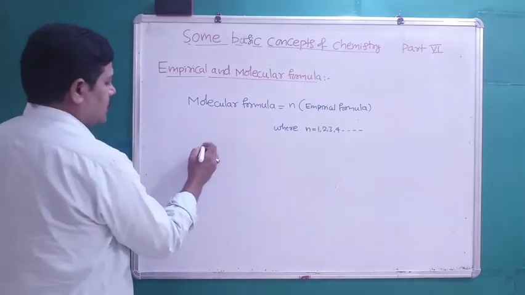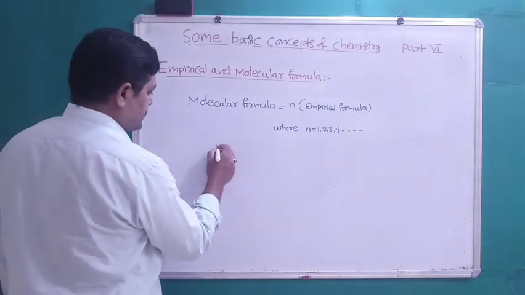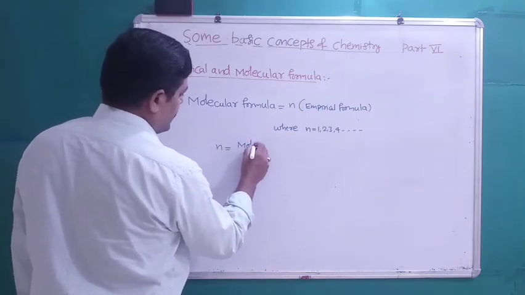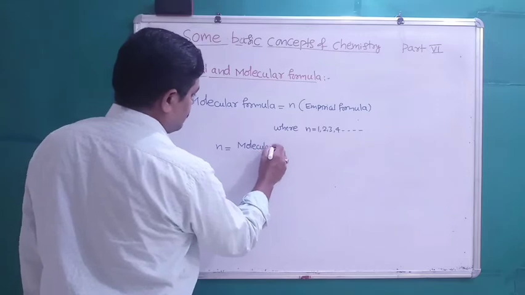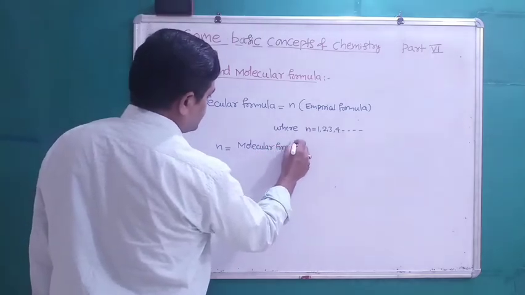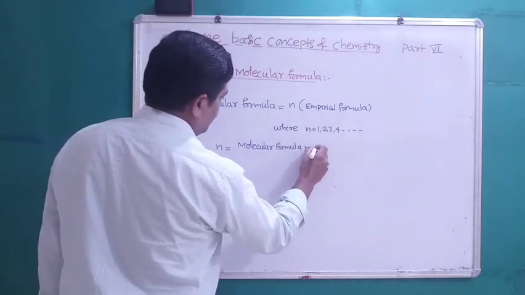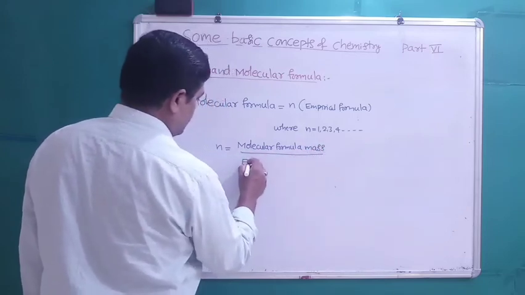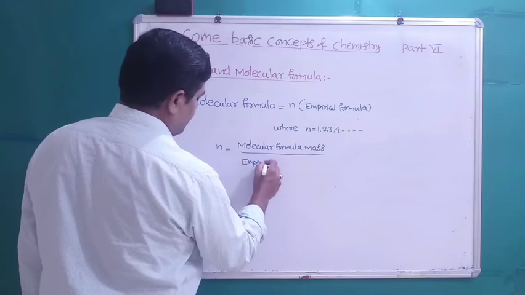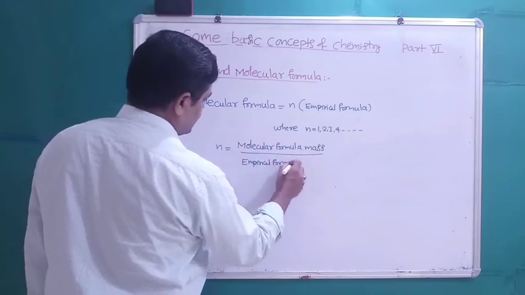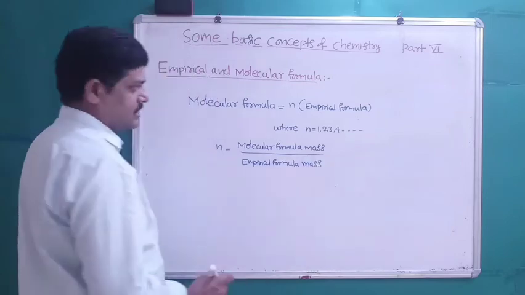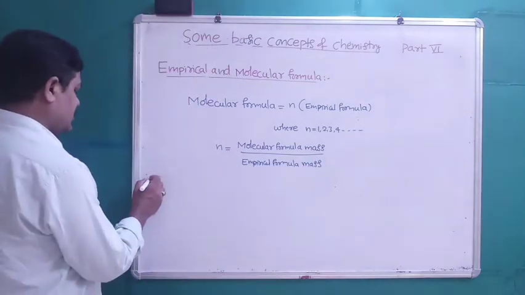Then how to find out the n value: n is equal to molecular formula mass divided by empirical formula mass. Molecular formula mass divided by empirical formula mass, right? Let us take one question.